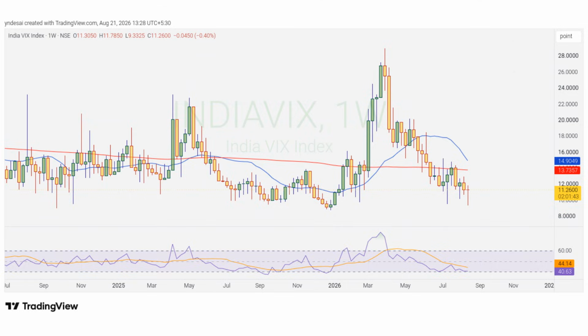The next graph we are going to discuss is the India VIX, and India VIX as of today is subdued, which is a good indication for Indian markets. So the volatility is down. This is positive for Nifty.